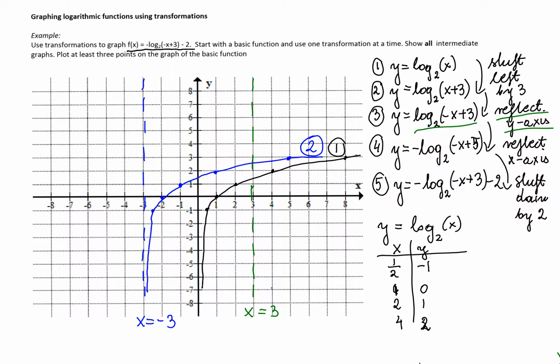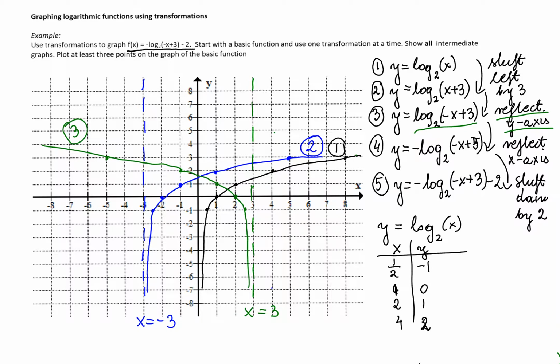And each point on the blue graph is going to be reflected about the y-axis, so we'll get (2.5, negative 1), (2, 0), (1, 1), (negative 1, 2), and then we'll get (negative 5, 3). And we'll draw the graph going through those points with the line x equals 3 as the vertical asymptote. And this is my graph number 3.